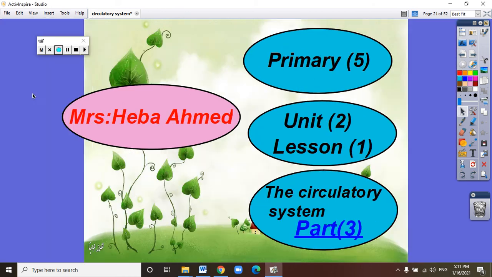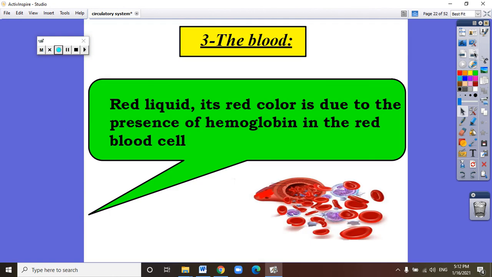Today we will complete Lesson 1 from Unit 2, the circulatory system, and we will take Part 3 from this lesson. We took the heart and the blood vessels in the last two sessions, and today we will take the blood. What is the blood? It's the red liquid. Its red color is due to the presence of hemoglobin in the red blood cells.